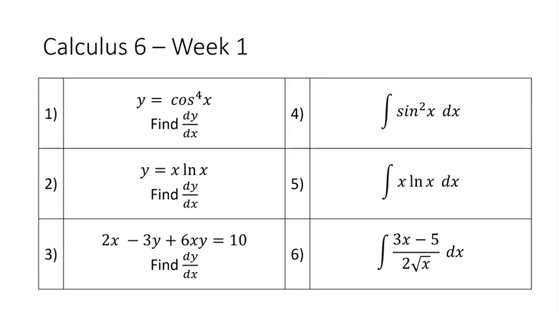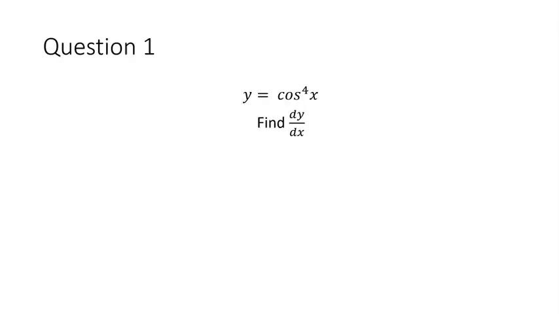Okay then, we'll get started with problem number 1. So what we have here is we need to differentiate cos x to the power of 4. Now it may help to reimagine this problem as cos x in a bracket to the power of 4. Remember, that's what that essentially means.